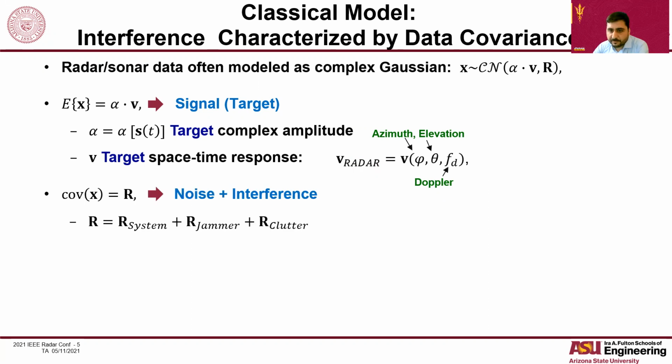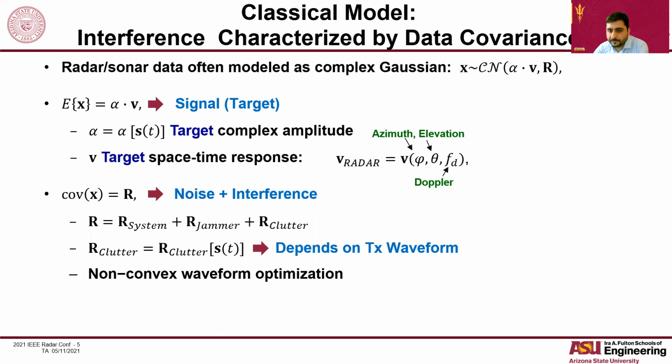While all the stochastic parts of the observation, like noise, jamming, interference, and clutter, are characterized by the covariance of the distribution. The covariance matrix is modeled as the sum of covariance matrices of system noise, jamming or interference, and clutter. It is worth remembering that the clutter itself is a function of the transmitted waveform, and hence using the classical model to optimize the waveform becomes a non-convex problem.